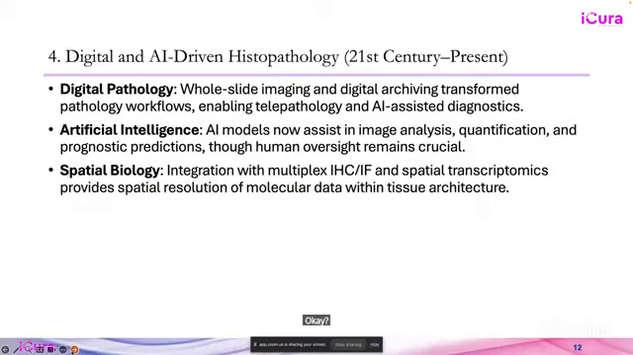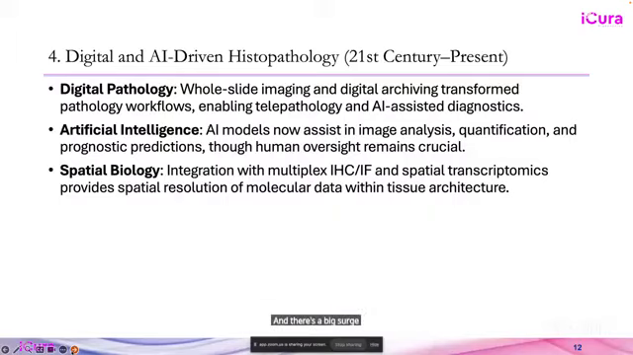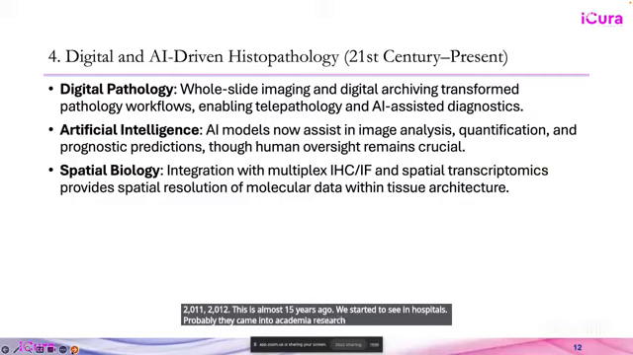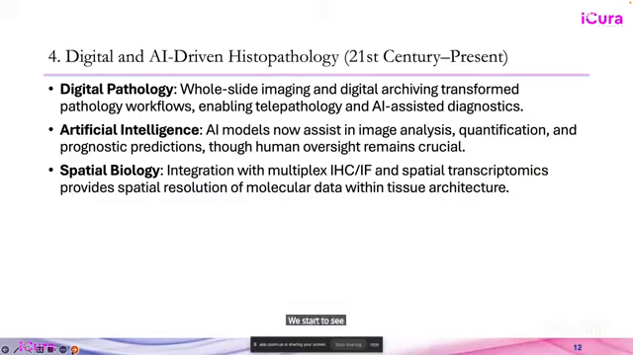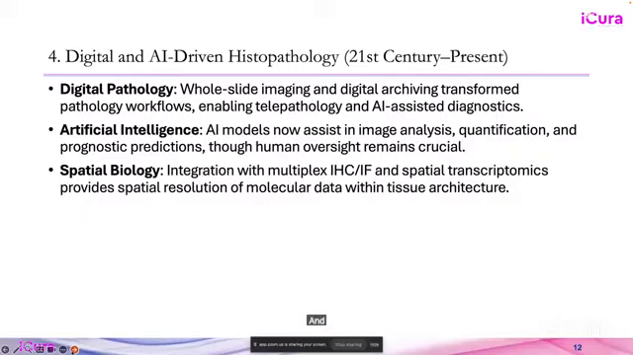Okay, so now we can talk about the most recent time period, which is after 2000, 2001. There's a big surge in what is called digital transformation. I believe back in 2011, 2012, almost 15 years ago, we started to see hospitals with the Aperio AT2, which is very low throughput. You can scan probably only 2 or 4 slides at one time, and every scan takes probably 40 minutes to an hour.